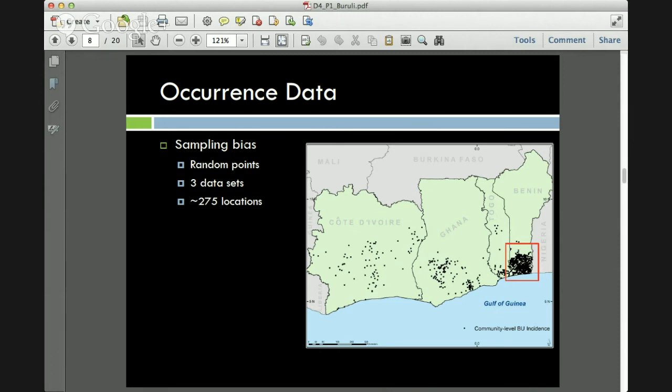And so we decided to go ahead and divide our data set into 3 different data sets of random points with approximately 275 locations in each data set. And then we would run our models on those data sets individually.